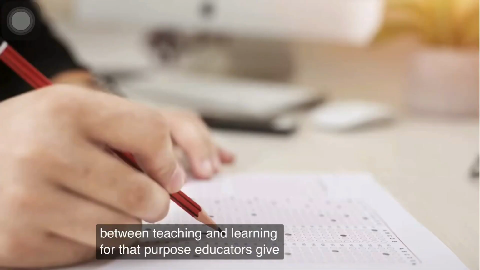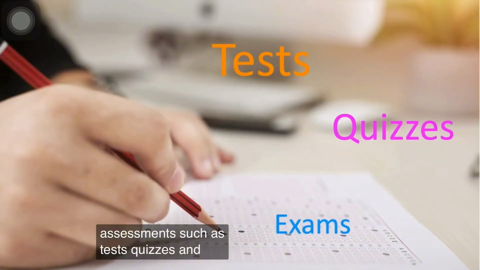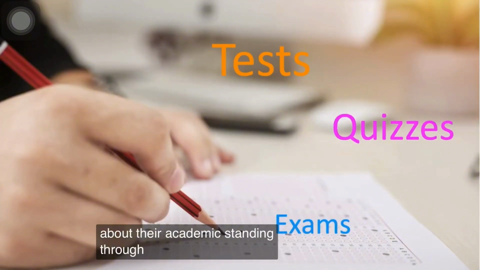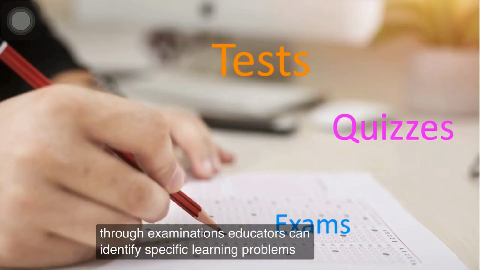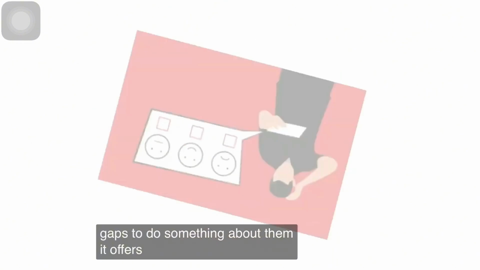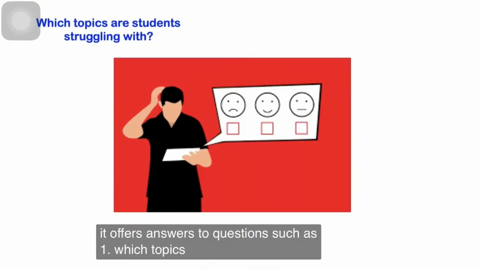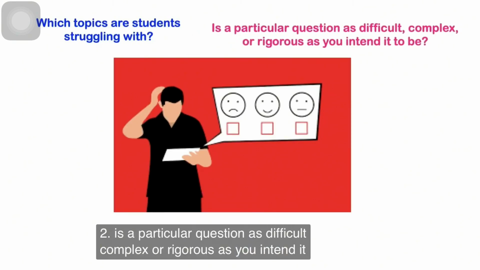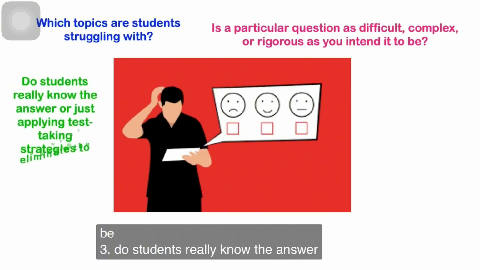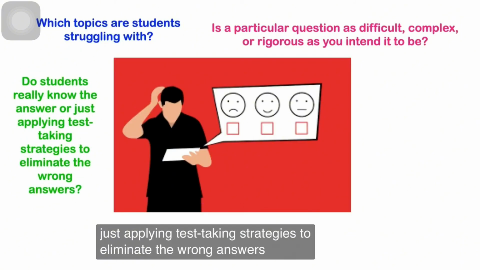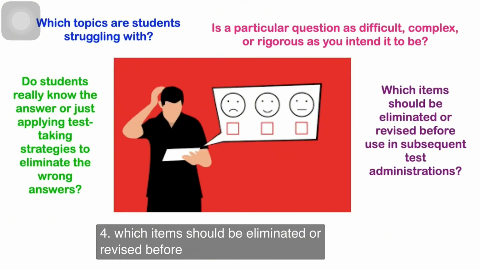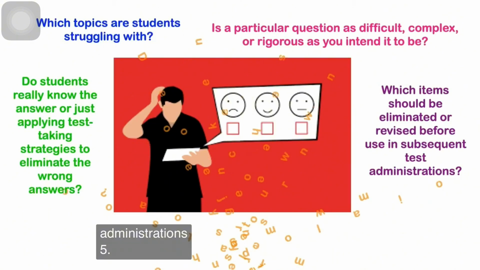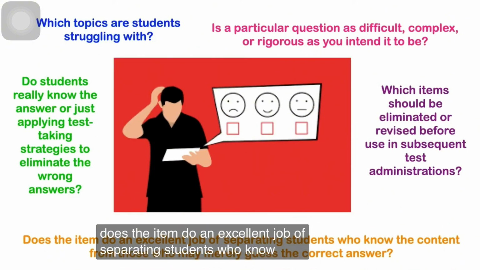For that purpose, educators give various assessments such as tests, quizzes, and exams to gain insights about their academic standing. Through examinations, educators can identify specific learning problems and gaps to do something about them. It offers answers to questions such as: 1. Which topics are students struggling with? 2. Is a particular question as difficult, complex, or rigorous as you intend it to be? 3. Do students really know the answer or are they just applying test-taking strategies to eliminate the wrong answers? 4. Which items should be eliminated or revised before use in subsequent test administrations? 5. Does the item do an excellent job of separating students who know the content from those who may merely guess the correct answer? One way to increase visibility into student learning gaps is via item analysis.